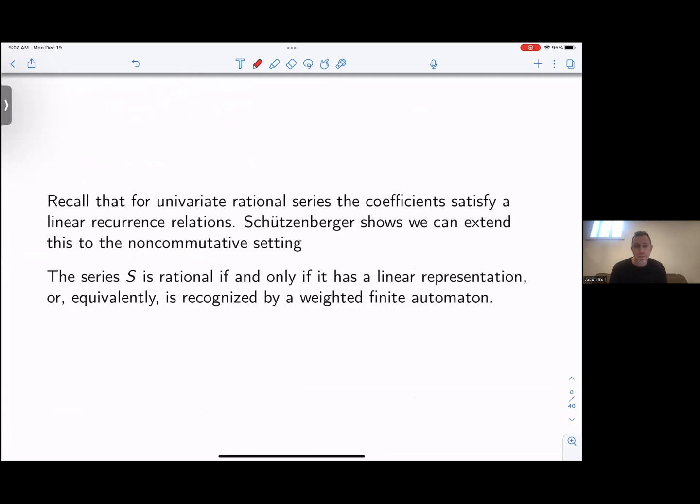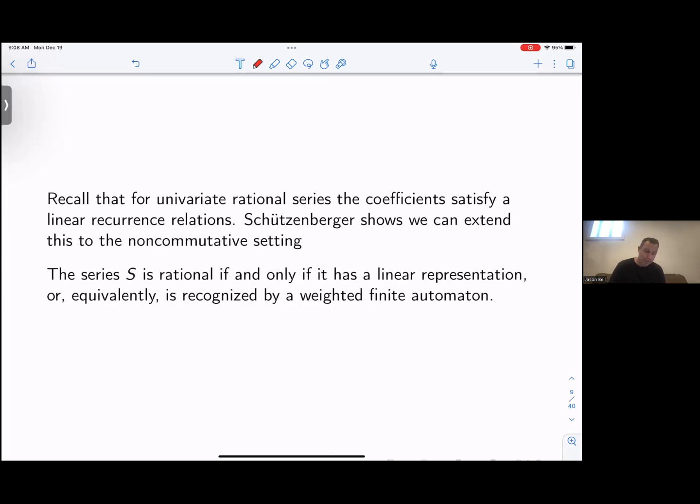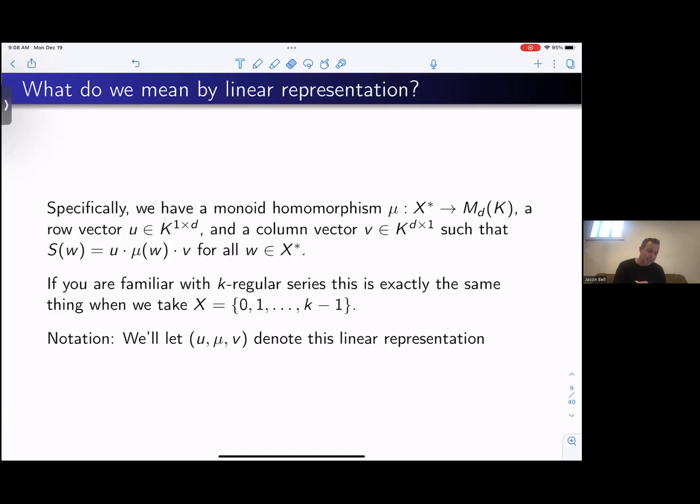One of the things we said, though, was that for the commutative rational series, the coefficients satisfy a recurrence relation, and Schützenberger talked about how we could extend this to the non-commutative setting. In this case, we know the series is rational if and only if it has a linear representation. So I should say what we mean by this. And this is exactly like in k-regular series.